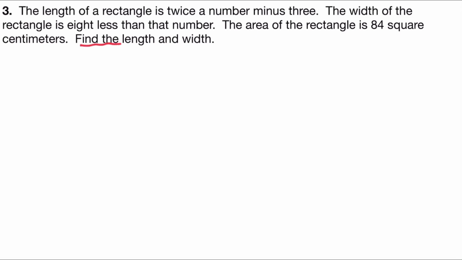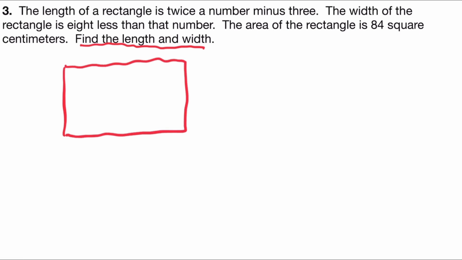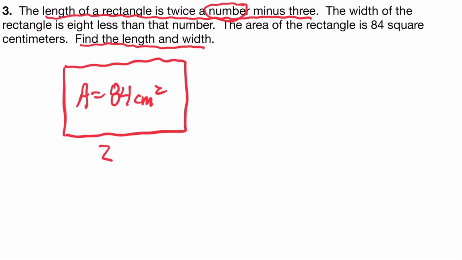So the problem asks us to find the length and width, and again we're going to draw a diagram to help us visualize. So I have a rectangle and I know that the area of the rectangle is 84 square centimeters. Now I have to write an expression for the length and the width. It says the length of the rectangle is twice a number minus 3. So I'm going to call that number x. Twice a number means 2x, and minus 3 is just subtracting 3. So the expression for the length would be 2x minus 3.